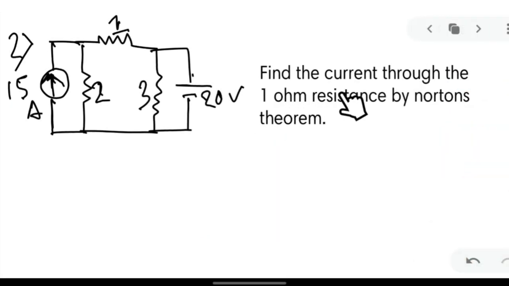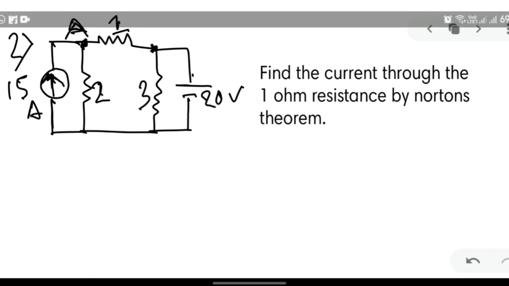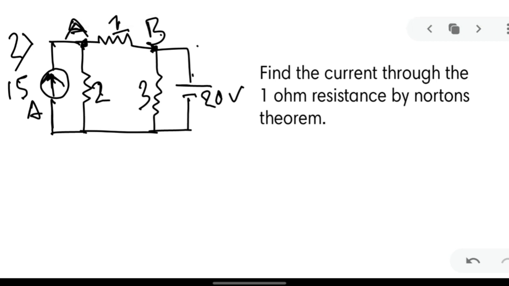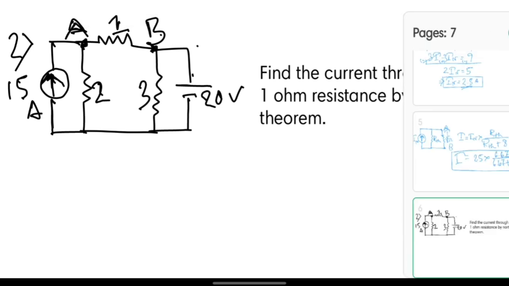In this question, we need to find the current through the 1 ohm resistance by Norton's theorem. It means 1 ohm is here. So at first, you point the terminals between 1 ohm as A and B. And then find the RTH as usual. First, find the RTH. So here is the answer.